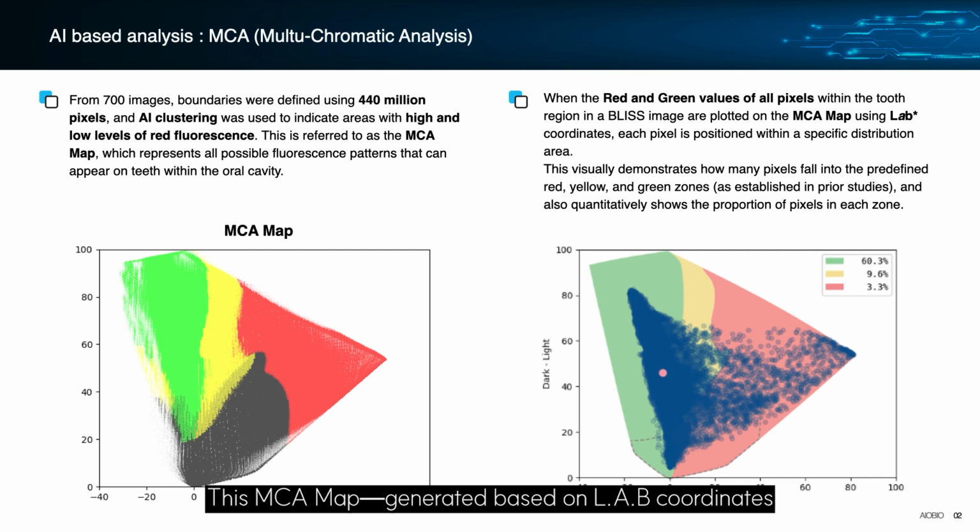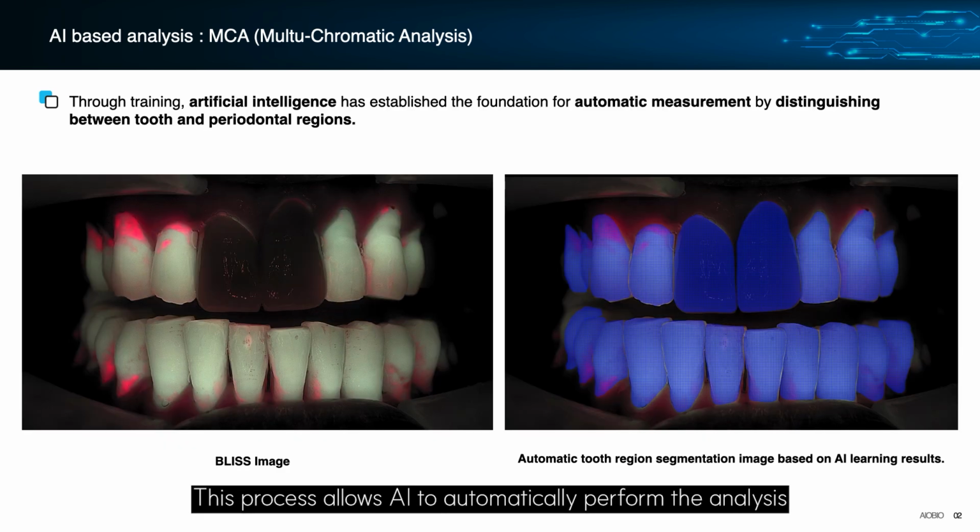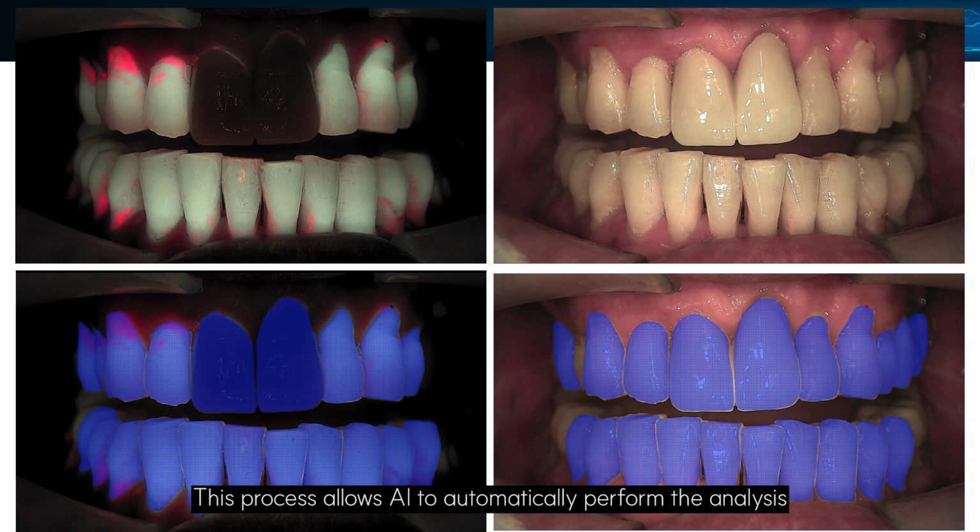This MCA map, generated based on LAB coordinates, enables both qualitative and quantitative evaluation of tooth health by spatially plotting pixel data. This process allows AI to automatically perform the analysis, and it accurately recognizes natural teeth in the process.